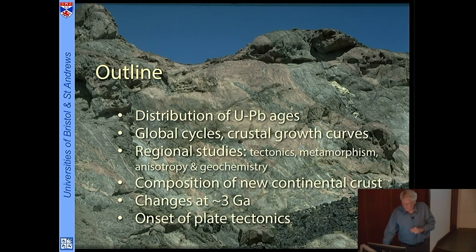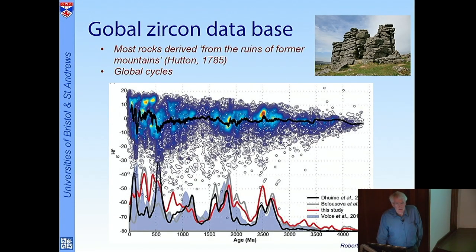And the shift from regional studies to the composition of new continental crust is one way of moving from a local data set to a global data set. We'll summarize the changes we think we see from the geological record at 3 billion years, and discuss then whether it links to the onset of plate tectonics. Many of you will have seen these slides before, and there's two or three slides here of an argument that we've had already, just to set the scene.